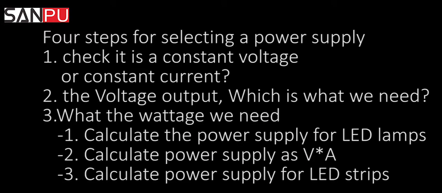Finally, let's sum up briefly. 4 steps for selecting a power supply. 1. Check whether it is constant voltage or constant current. 2. The voltage output, which is what we need. 3. What wattage we need: first, calculate the power supply for LED lamps; second, calculate the power supply as VA; third, calculate the power supply for LED strips.